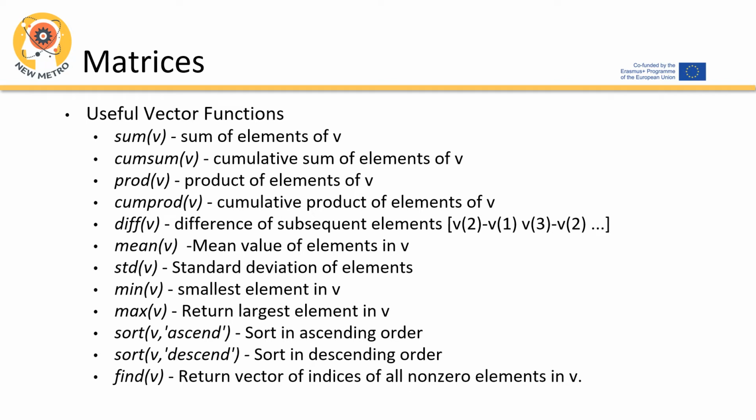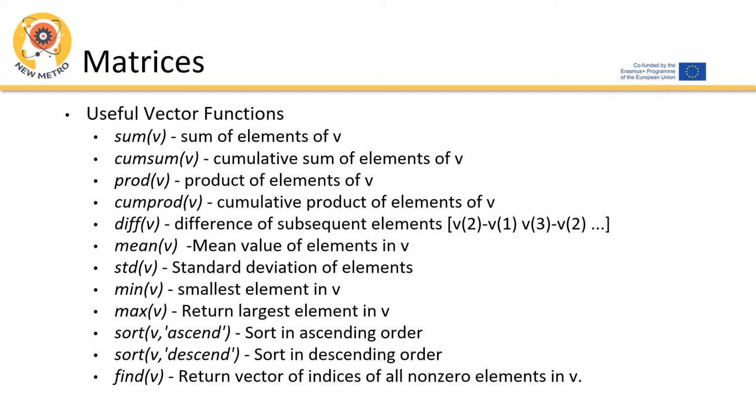Some useful vector functions: sum of v is the sum of elements of v. cumsum of v is the cumulative sum of elements of v. prod of v is the product of elements of v. cumprod of v is the cumulative product of elements of v. diff of v is the difference of the subsequent elements: v2 minus v1, v3 minus v2, and so on.